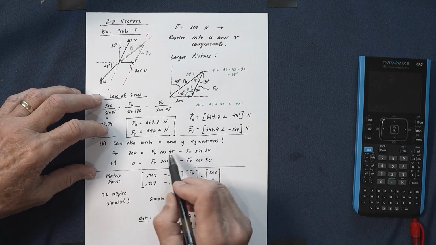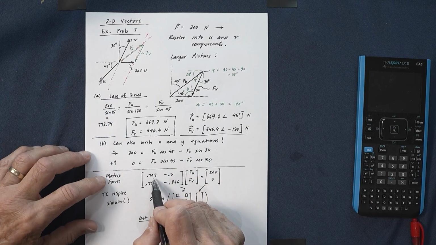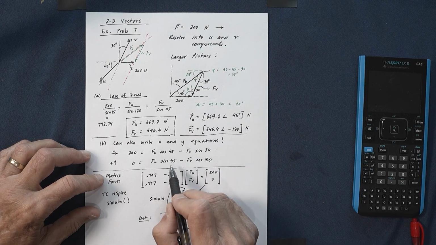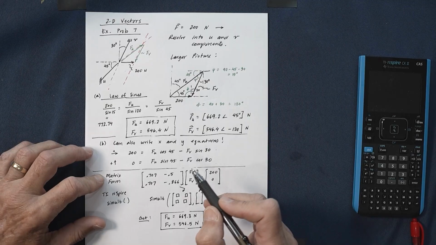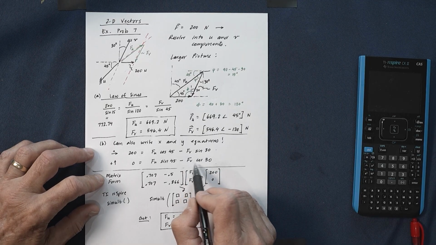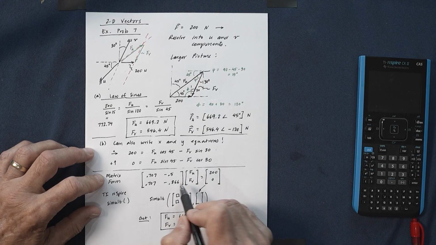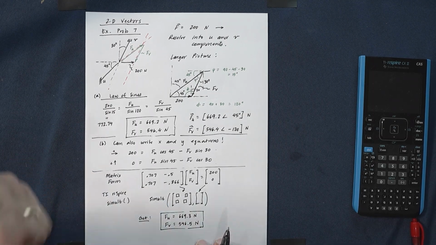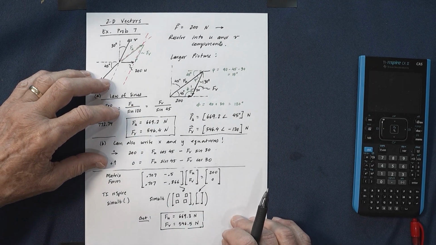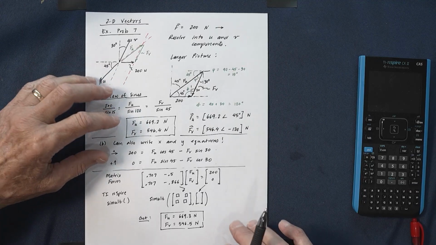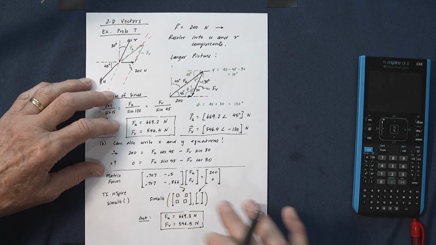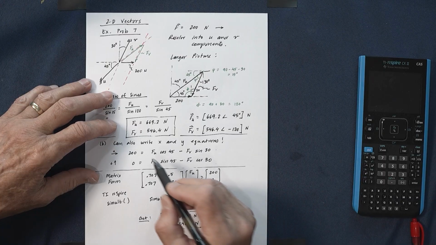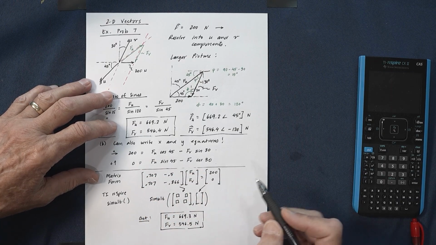My coefficient matrix is cosine 45, which is 0.707, minus sine 30, which is minus 0.5, sine 45, which is 0.707, and minus cosine 30, which is minus 0.866. And by the way, you should memorize cosine 45, sine 45, sine 30, cosine 30. Those are just numbers that you should have memorized. And my right-hand side is 200 and 0.